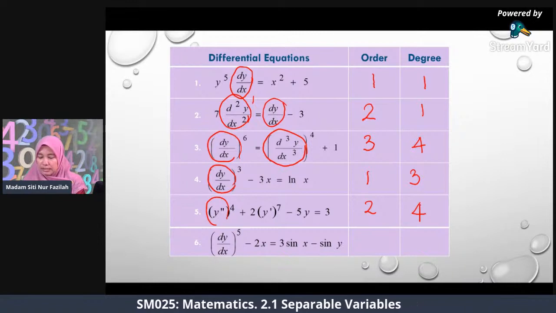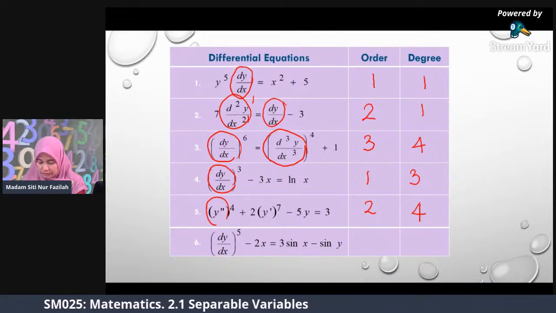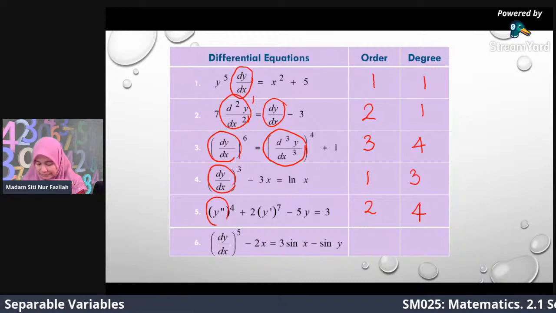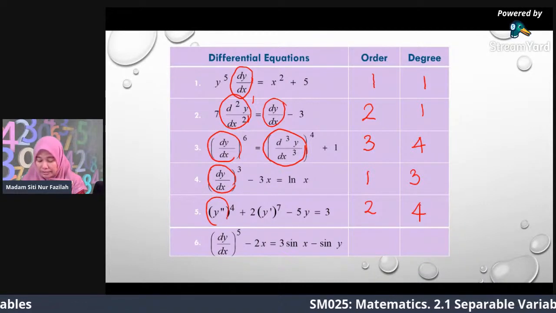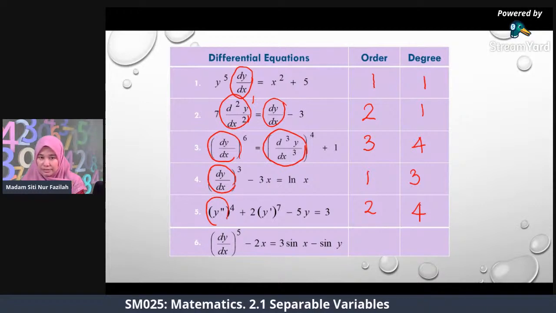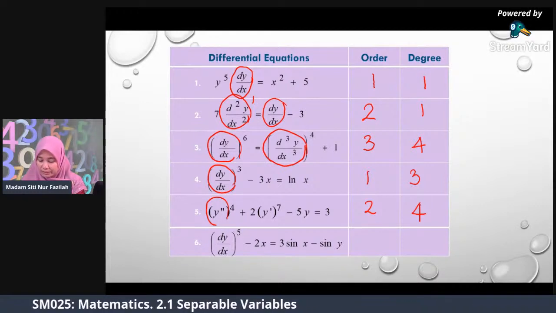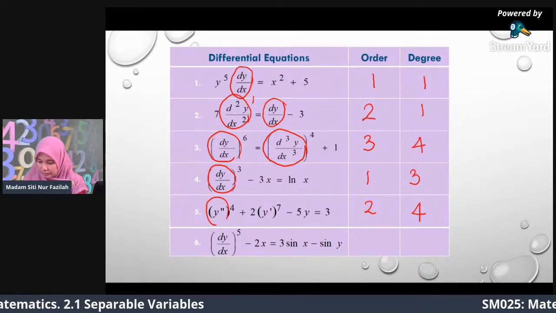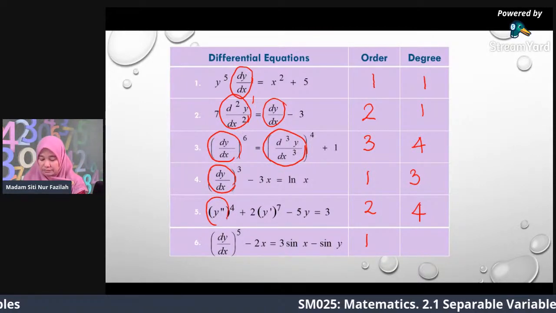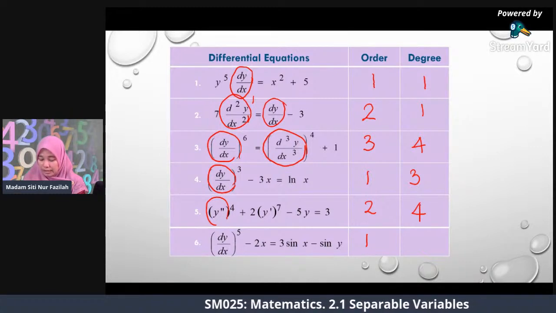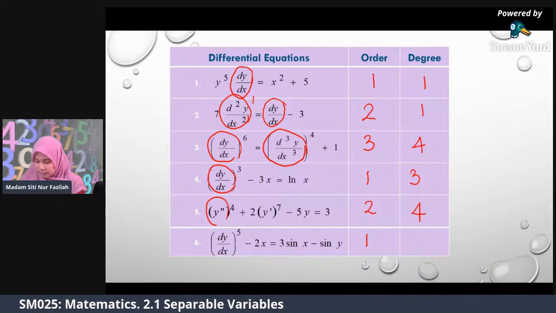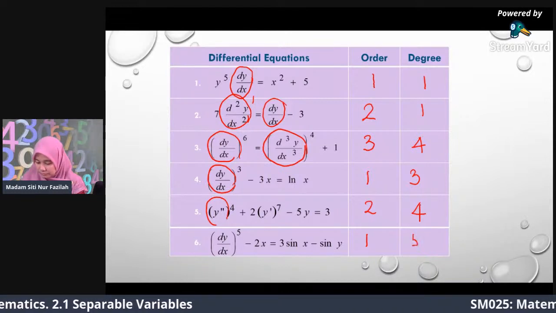For differential equation number 6, we have (dy/dx)^5 - 2x = 3 sin x - sin y. Only one derivative here. That means the order is 1 because of the first derivative, and the first derivative is to the power of 5. The degree is 5.